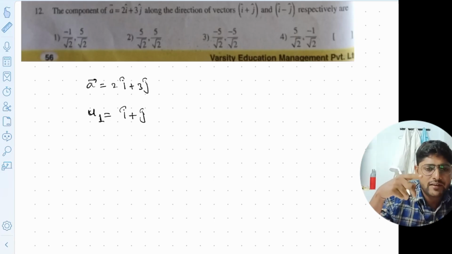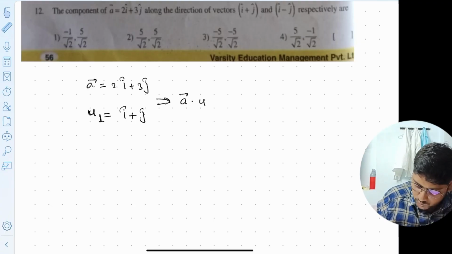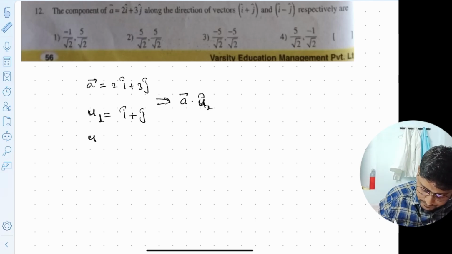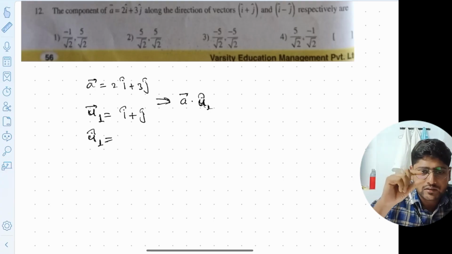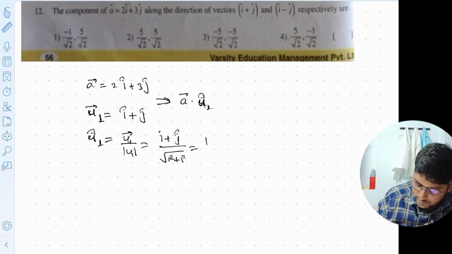Then the component of a vector along the u1 vector will be a dot u cap. And how to find u1 cap? u1 cap means the u1 direction vector, which is the vector divided by its magnitude. The vector is i cap plus j cap, and the magnitude is the square root of 1 square plus 1 square. So u1 cap equals i cap plus j cap divided by square root of 2.